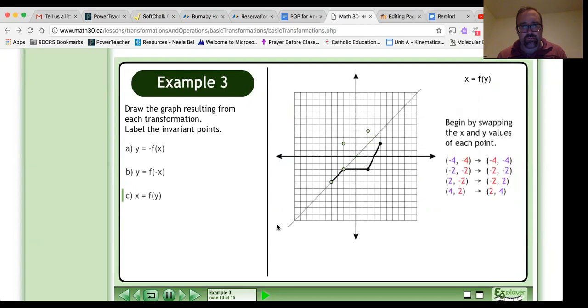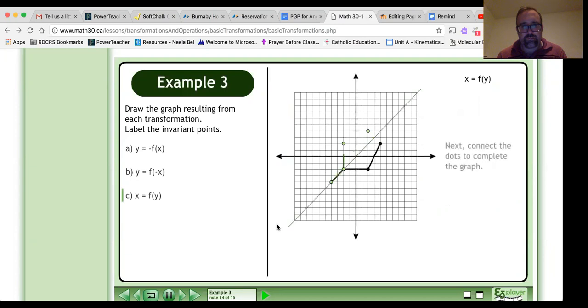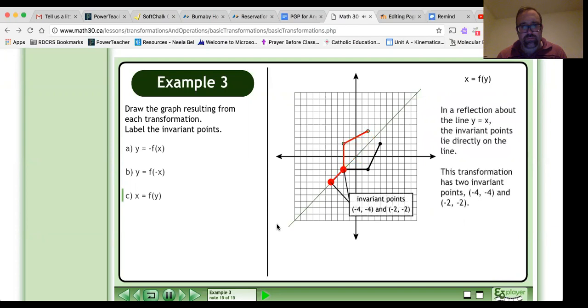Begin by swapping the x and y values of each point. Next, connect the dots to complete the graph. In a reflection about the line y equals x, the invariant points lie directly on the line. This transformation has two invariant points, -4, -4, and -2, -2.